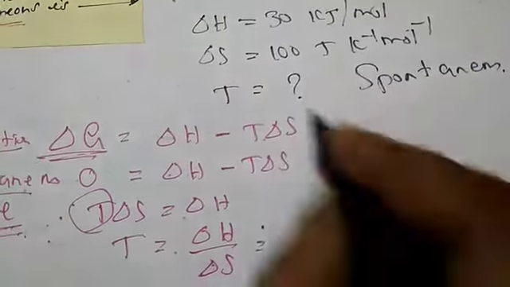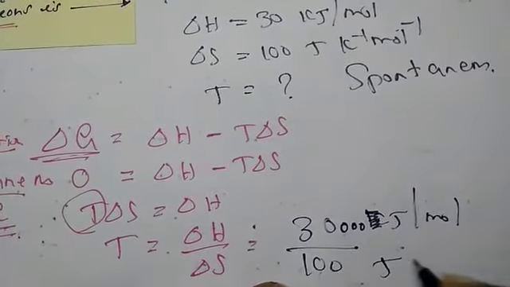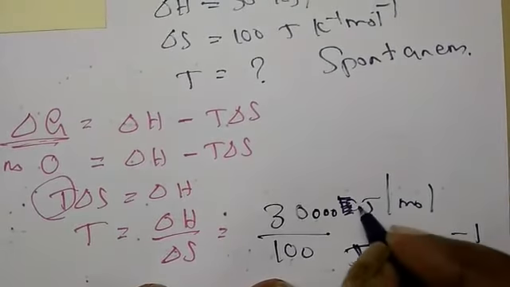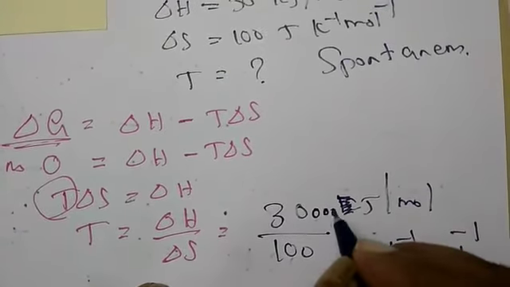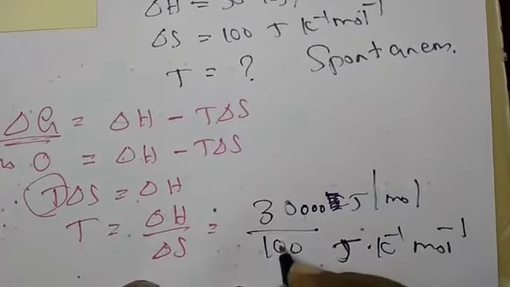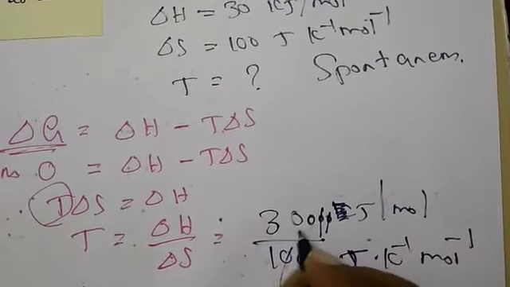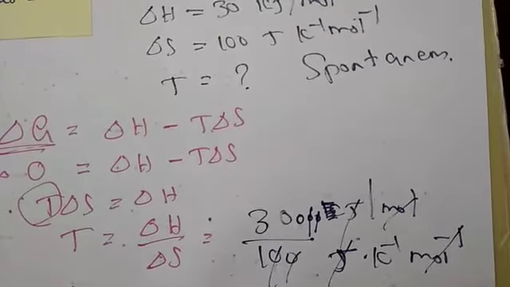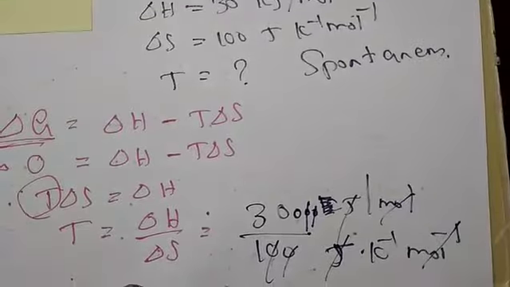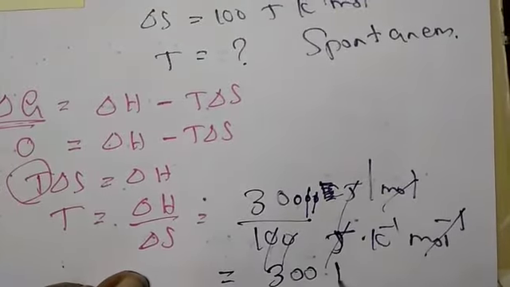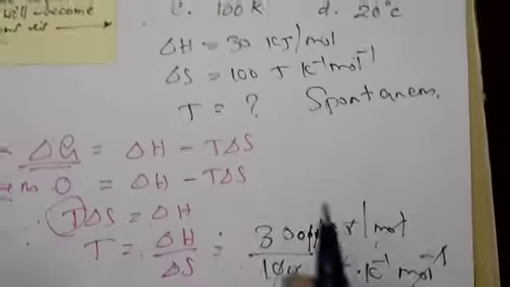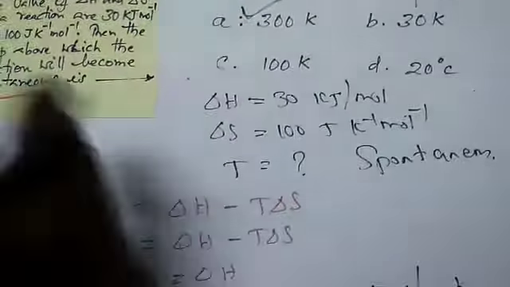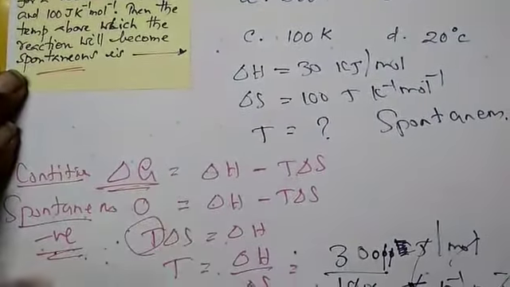What is the delta S value? Entropy is 100 joule per Kelvin per mole. Since it is given in joule, the kilojoule is converted into joules. Now 2 zeros get cancelled. What is remaining is 300, joules and joules cancel, mole cancels. You get Kelvin, the denominator coming as a numerator. So your value is 300 Kelvin, the temperature. So above 300 Kelvin the reaction is spontaneous.